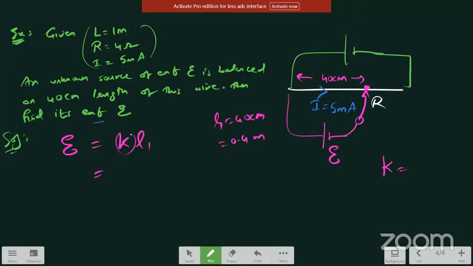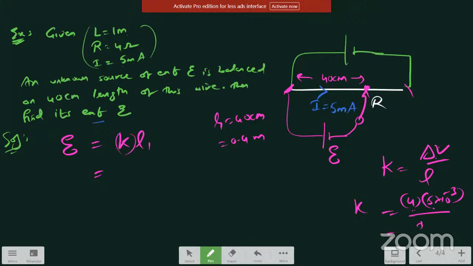See, potential gradient means potential difference across the wire by the length of the wire. Here it is given that the resistance of the wire is 4 ohms and the current passing through it is 5 into 10 power minus 3 amperes. So I into R, this becomes the potential difference, and upon length, how much is it? 1 meter.